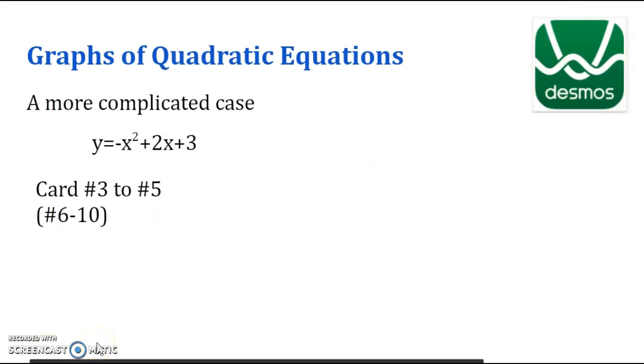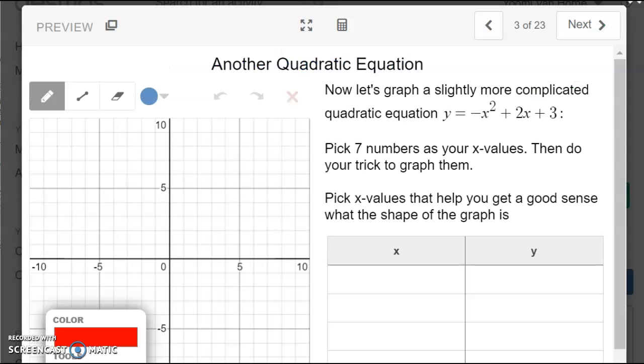And now we're going to try a more complicated case. y is equal to negative x squared plus 2x plus 3. And let's discover what happens. I would like you to do cards number 3 to 5, and 6 to 10 if you finish early. Okay, so let's start with an easy number. What about when x is equal to 1?